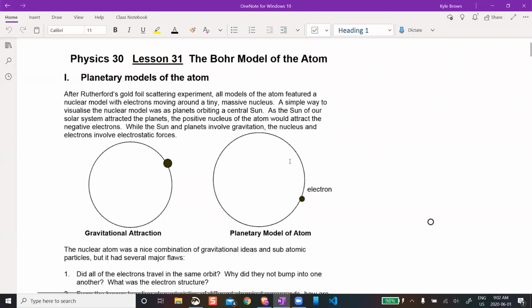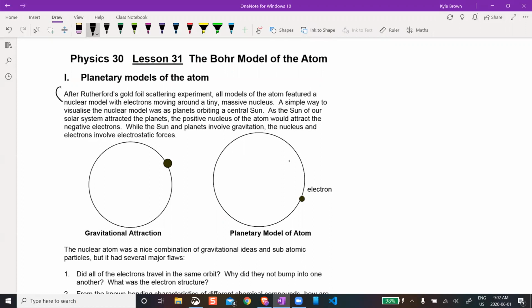Yeah, so up until this point, let's think about what we know, right? One of the big ones was the Rutherford gold foil scattering experiment. If you remember why that was important, that was the experiment where Rutherford shot alpha particles at gold foil. The big takeaway was that most of the mass was at the center of the atom, and it was positively charged.